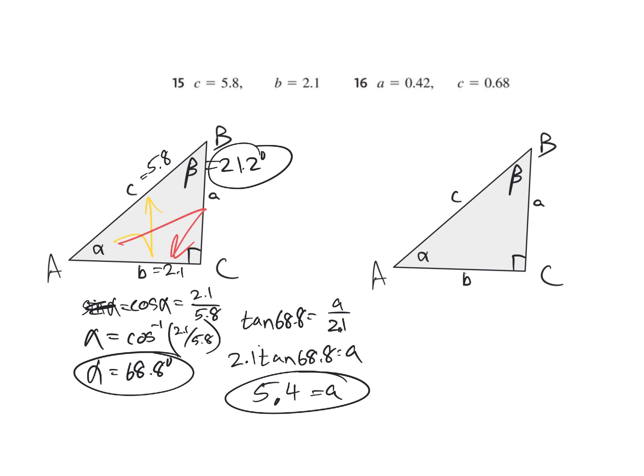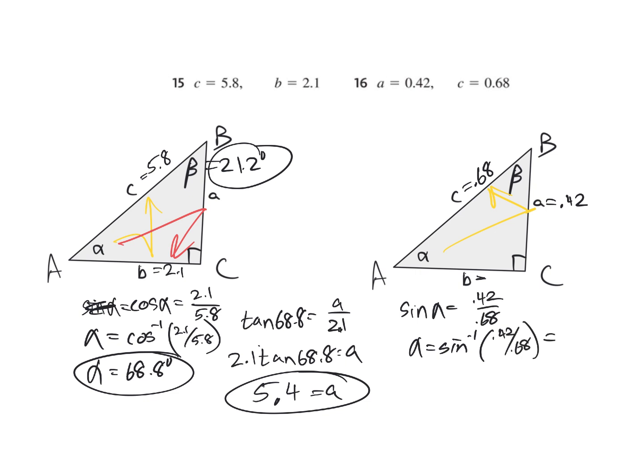Okay, number 16. C is 0.68. A is 0.42. So if we start with alpha again, that's opposite over hypotenuse. That's the sine. So the sine of alpha is equal to 0.42 over 0.68. So alpha is the arc sine of 0.42 over 0.68. We're going to take the arc sine of that, and we get 38.1 degrees for alpha. So 90 minus 38.1, and we get 51.9. So we get all of these values here.